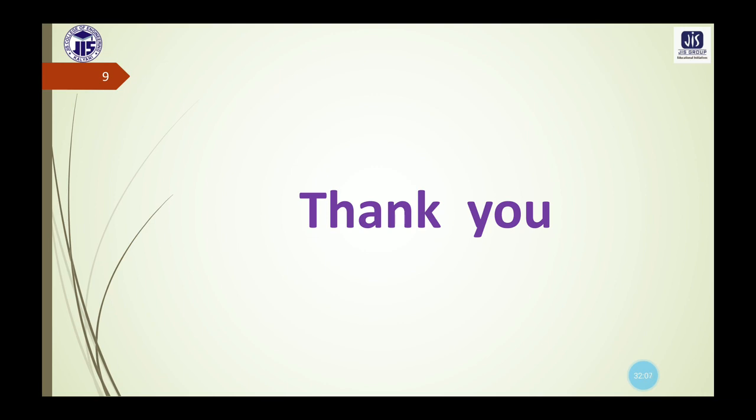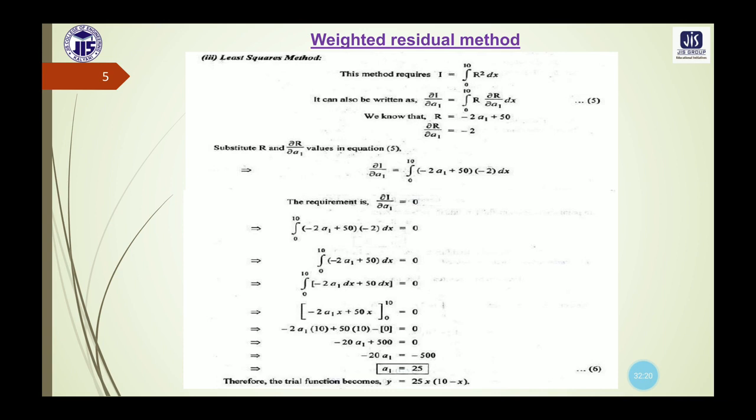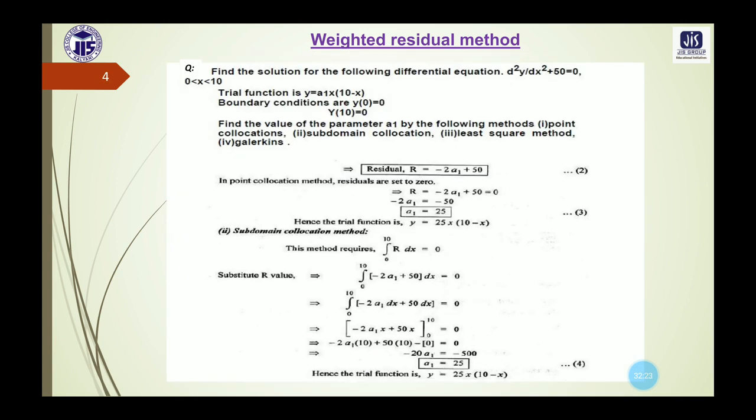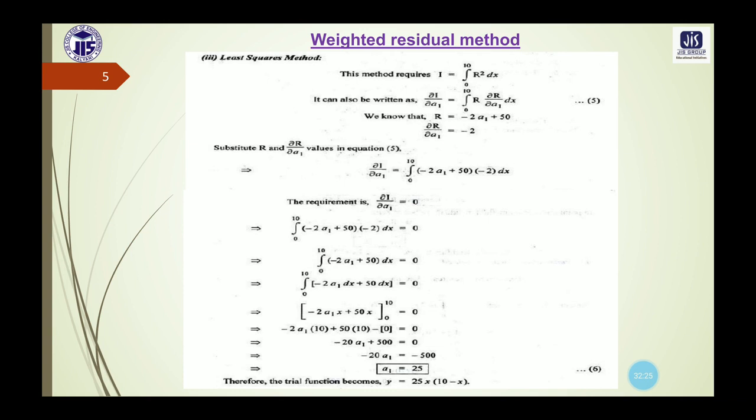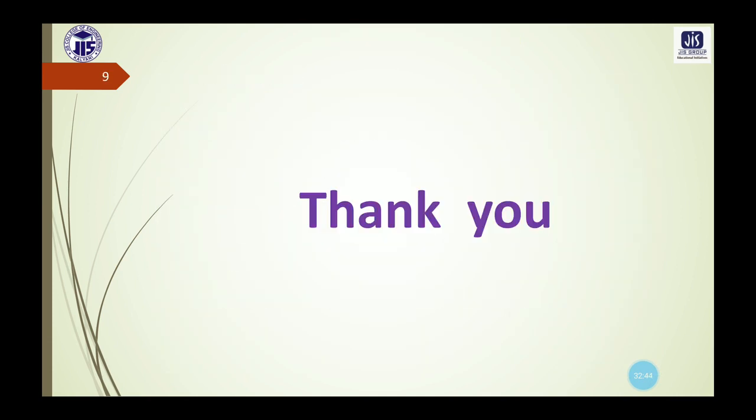So we need to remember those formulas: in case of point collocation it will be r equals to 0, in case of subdomain collocation it is integration 0 to 10 r equals to 0, in case of the least square method it is integration 0 to 10 r square dx equals to 0, and in case of the Galerkin's method it is integration 0 to 10 w r dx equals to 0. So all these relations for the four different methods we need to remember to solve such numericals based on the weighted residual method concept. So this is the end of this lecture.